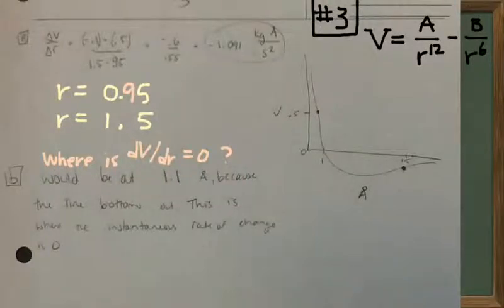All right, so group that worked on question 3. Let's talk first about part A, the average rate of change. How did you find the average rate of change between these two bond lengths, r equals 0.95, and these are measured in angstroms, and r equals 1.5 angstroms? So how did you find that average rate of change?